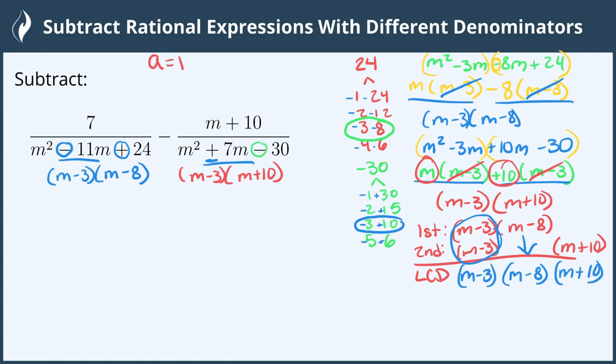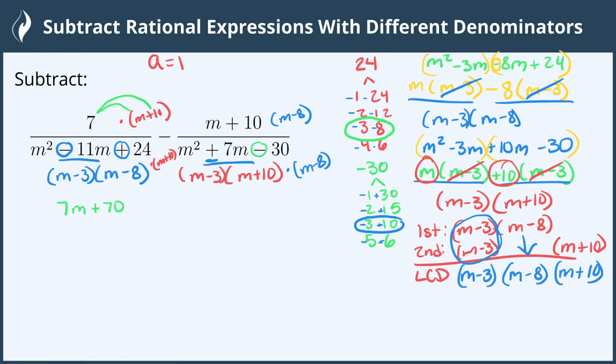Now we need to multiply the first denominator by what's missing, which is m plus 10. And I need to multiply it to the numerator as well to keep the fraction balanced, m plus 10. And the second denominator is missing the factor of m minus 8. So I need to multiply it to the numerator and the denominator. And so for our numerator, we can just do, for the first one, the distributive property, which gives us 7m plus 70.